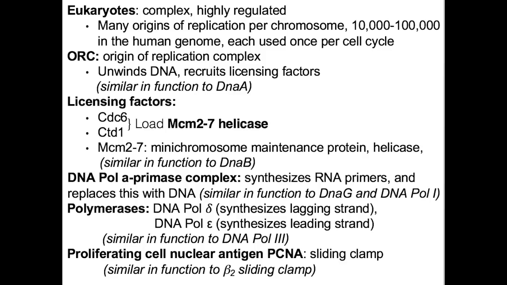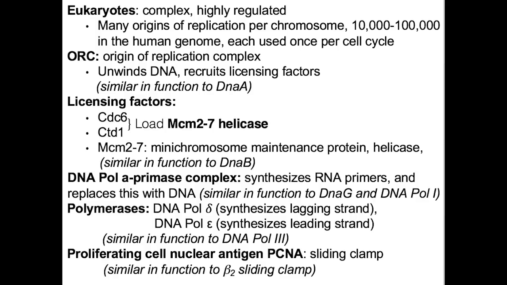Another thing that's different is that instead of just having one main polymerase, like DNA Pol III in E. coli, in humans there are two, DNA Pol delta and DNA Pol epsilon. DNA Pol delta does the difficult work, D for delta, D for difficult, of synthesizing the lagging strand, whereas DNA Pol epsilon, E for epsilon and E for easy, synthesizes the easier leading strand. Again, these are similar in function to Pol III.